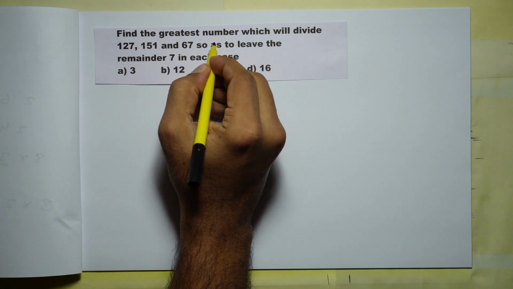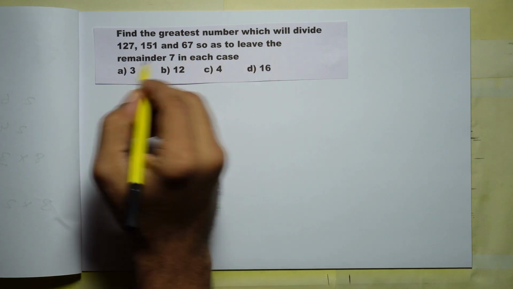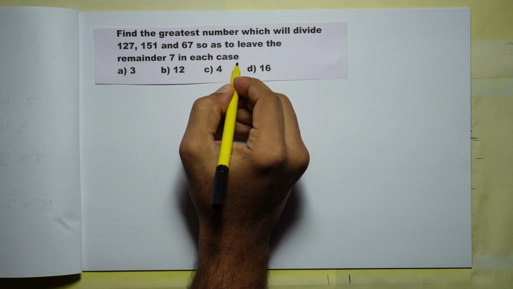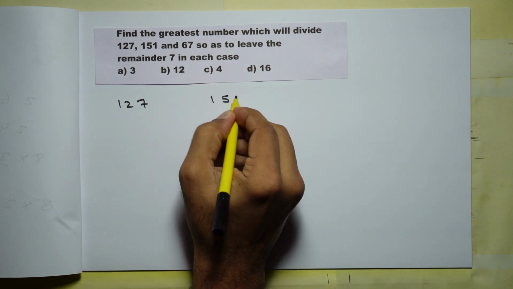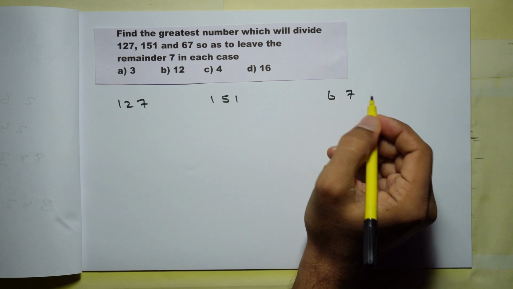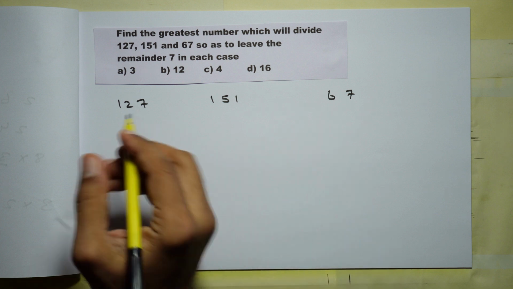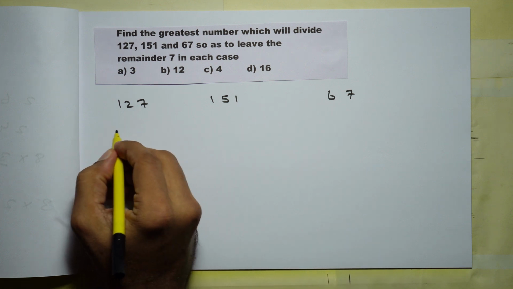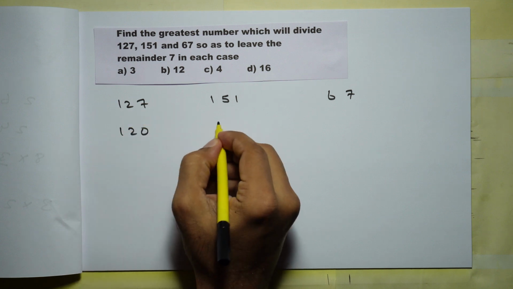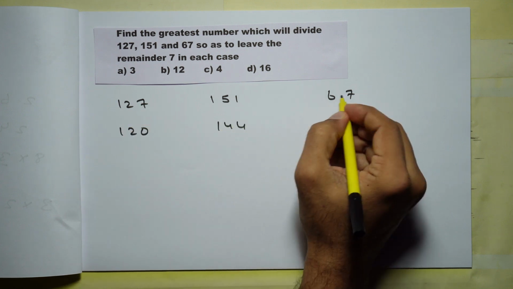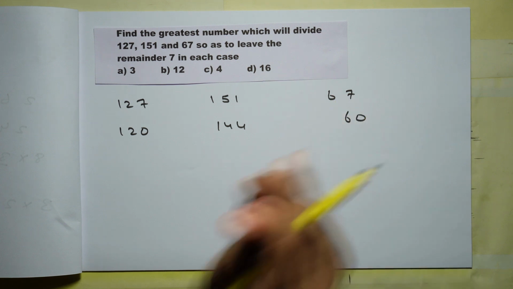Find the greatest number which will divide these three numbers so as to leave the remainder 7 in each case. So the numbers are 127, 151 and 67. In each case the remainder should be 7. So the required number should divide 120, so the remainder will be 7. Here it should divide 144 and here it should divide 60. So for 67 the remainder will be 7.